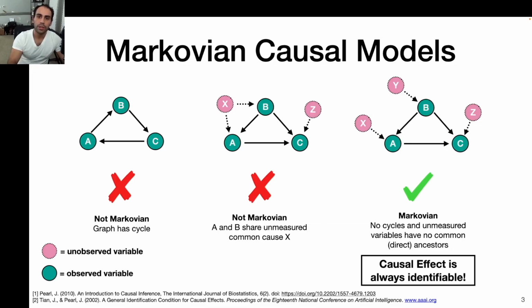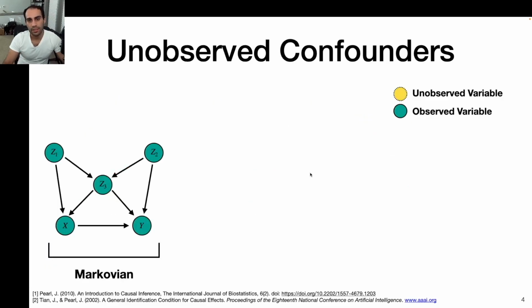And so a key point about Markovian causal models and why we care about them is that if our causal model is Markovian, then the causal effect is always identifiable. And we saw this in the previous video via the truncated factorization formula. However, things become much more interesting when we have these unmeasured, unobserved confounders. So let's take a look at a concrete example of this.